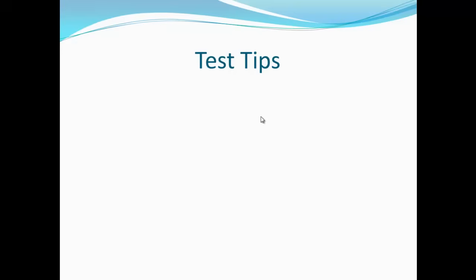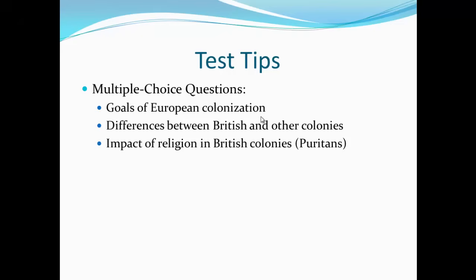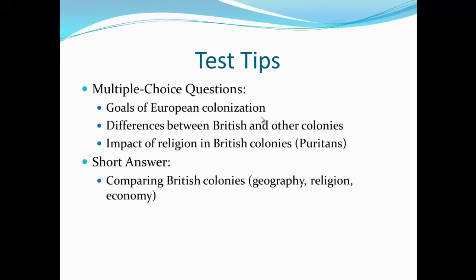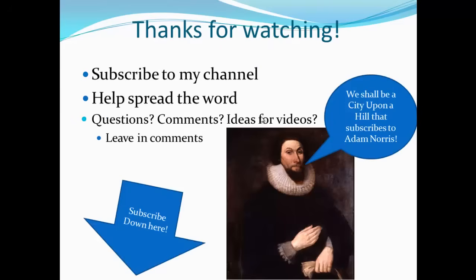All right, we'll finish up with some test tips for this. The multiple choice questions: be familiar with the goals of European colonization. Know the differences between British and the other European colonies, and what was the impact of religion in the British colonies, specifically when it comes to the Puritans. For short answer, be able to compare British colonies, geography, religion, economy, whether it be the North and the South or the North and the Middle. And essay questions, you could see something on the reasons for the development of slavery. All right, that's everything you need to know about Key Concept 2.1.